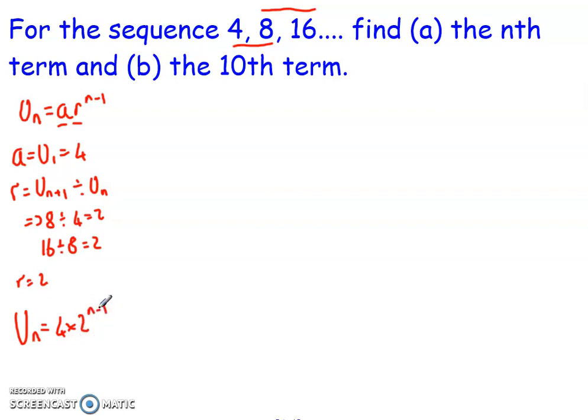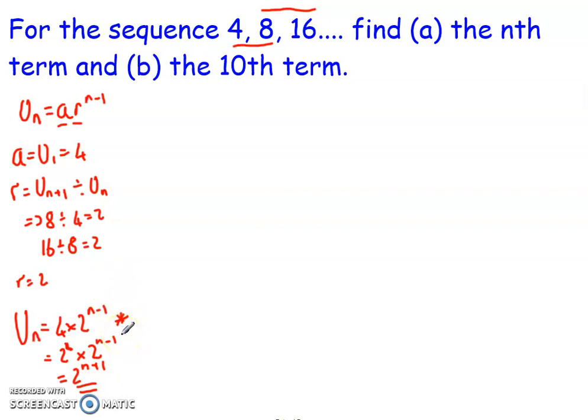Now this is the kind of thing where we can manipulate it a little bit. If it wants it in its simplest form, we could, if we really wanted to, write the 4 as 2 squared and have it as 2 squared times 2 to the n minus 1. And because these are the same bases, we can combine the whole thing. Remember, when we're multiplying, we add the powers together. So that's then equal to 2 to the power of n plus 1. So you get two different formats here. A lot of times, this will be sufficient.